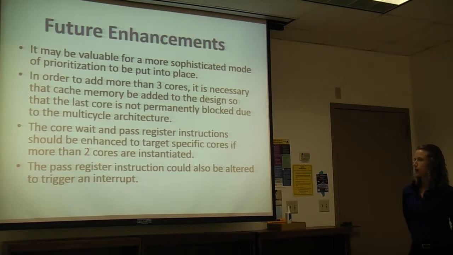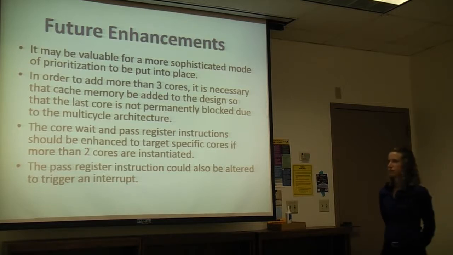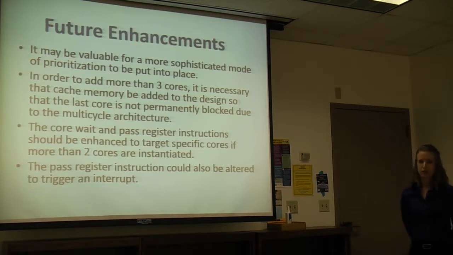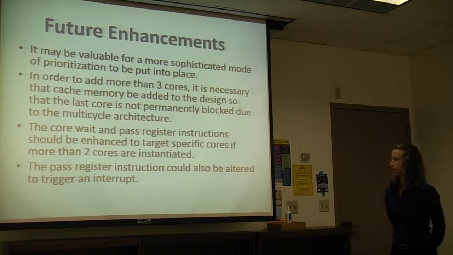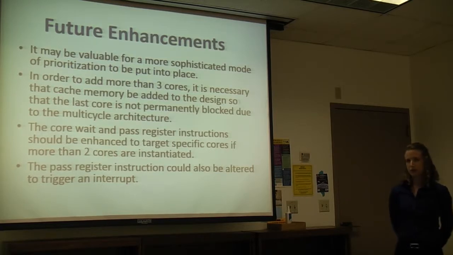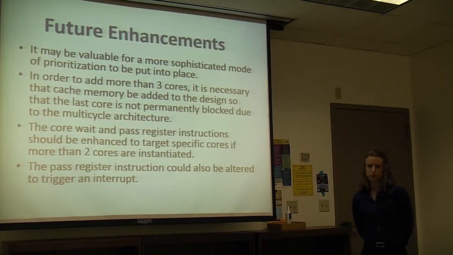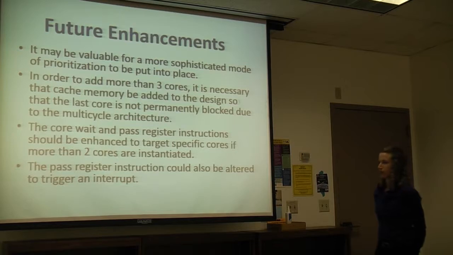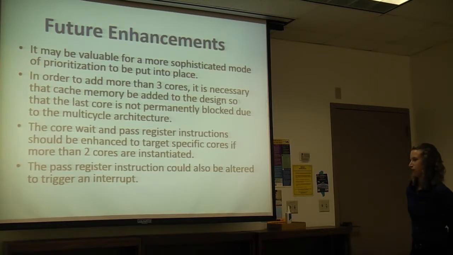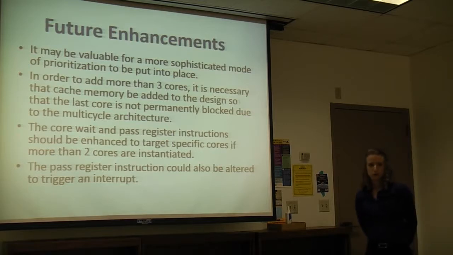Also, the core wait and pass register instructions should be enhanced to target specific cores if more than 2 cores are instantiated. Right now, they don't discern which core is accessing memory, which works fine for 2 cores, but with more, the data could become corrupted if different cores are communicating. Also, the pass register instruction could be altered to trigger an interrupt, signifying the data is ready, rather than having it be a polling approach.